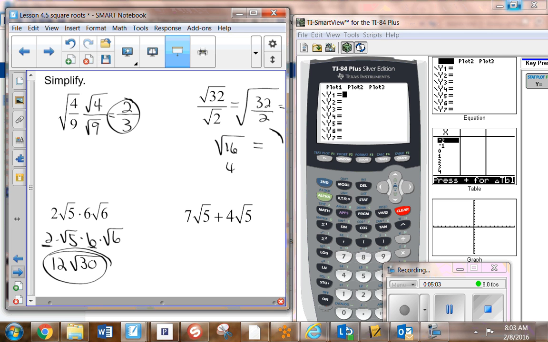Ooh, how do we do this? 7 square roots of 5 plus 4 square roots of 5. How many square roots of 5 do I have? I have 11 of them. You can treat this square root of 5 as if it was a variable. If I had 7x plus 4x, what would you tell me that is?